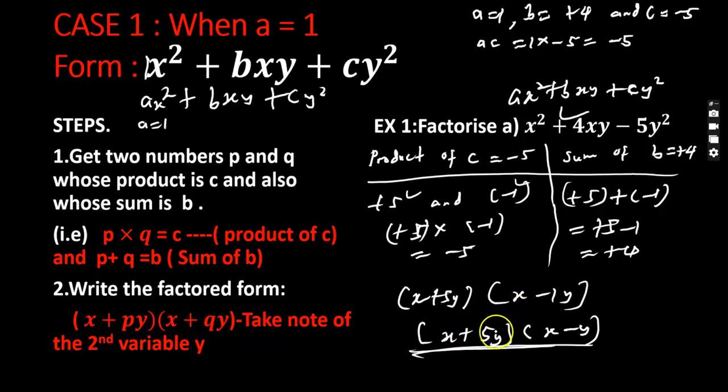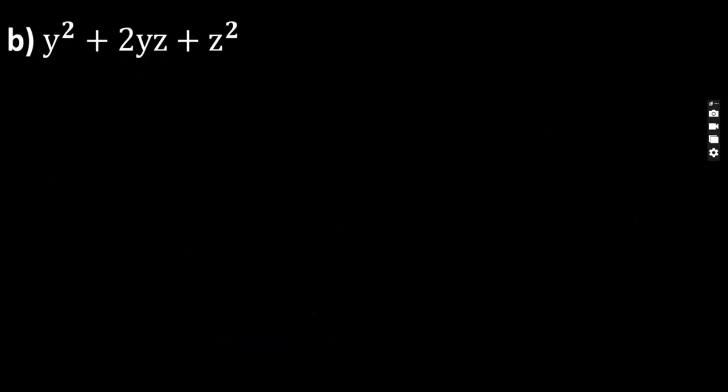If you expand this, you want to get the original expression back. You can do that on your own to see if you are right or wrong. So in the space of 1 minute, you are done factorizing. Let's look at another example: y squared plus 2yz plus z squared.